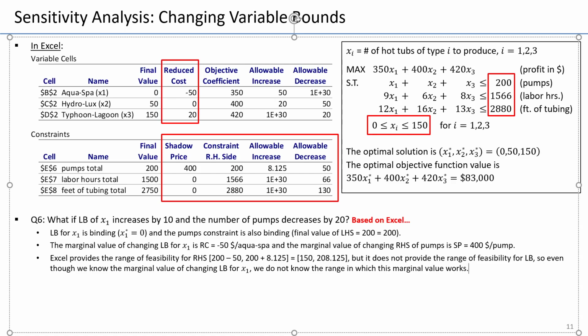So if I do multiple changes and I want to use the 100% rule, the same way, I don't know the range of the allowable increase that I need for the 100% rule, the allowable increase for the lower bound of x1. So based on Excel, basically, we cannot answer this question. We don't have all the data.